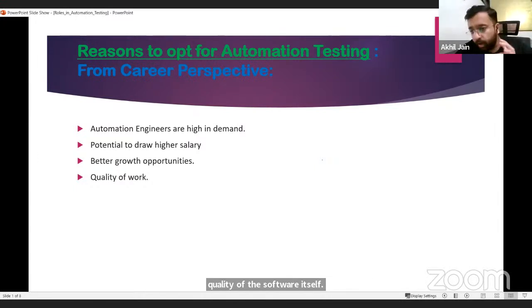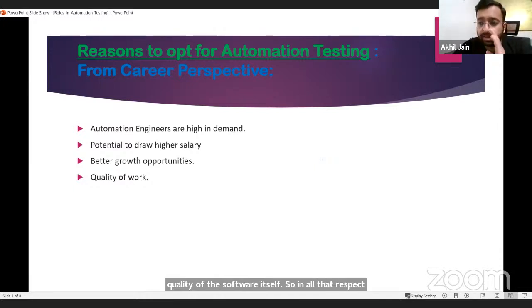So in all that respect, in all that perspective, that is what I feel is something which you should look out for when you think about why I should choose automation testing. So those are the key points which I feel you should be knowing.